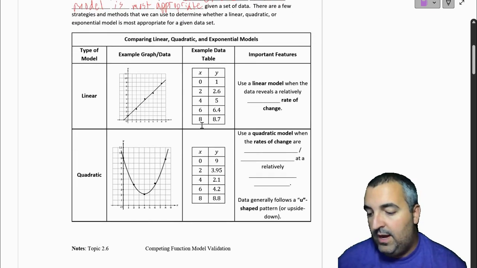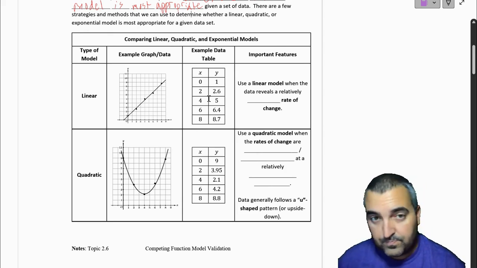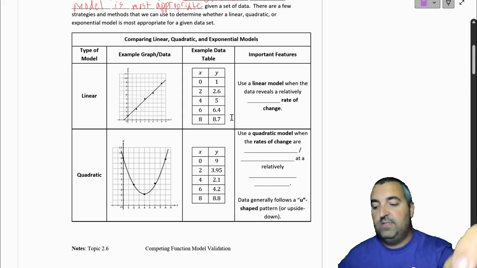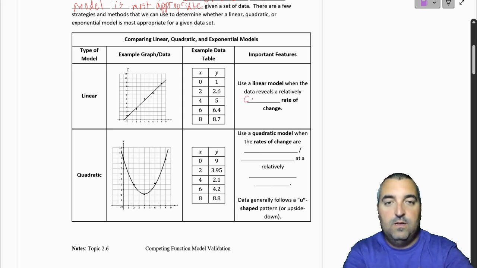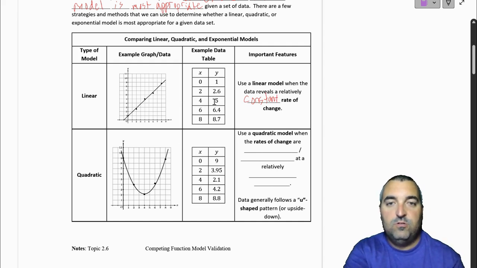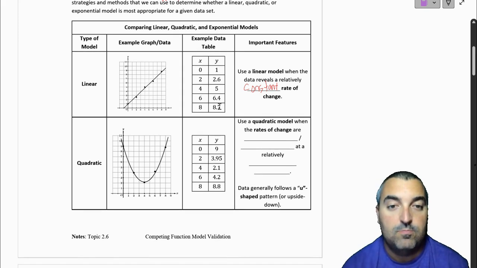So, for linear, we have this nice linear example. You can see our line of best fit. You can see the data. Well, we're going to use a linear model when the data reveals a relatively constant rate of change, which should make sense, right? If it seems like they're changing at a constant rate or pretty close to it, linear is our best model.